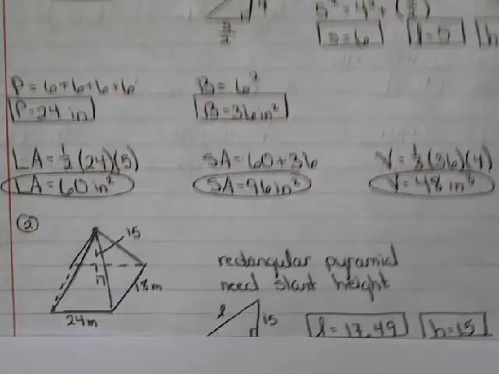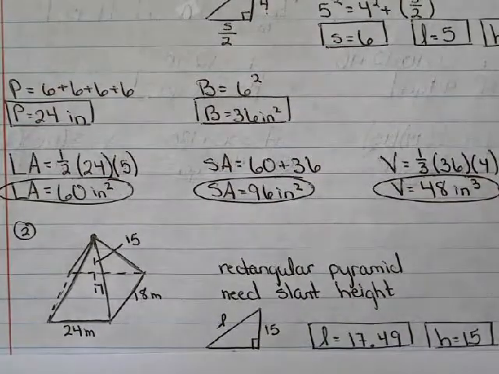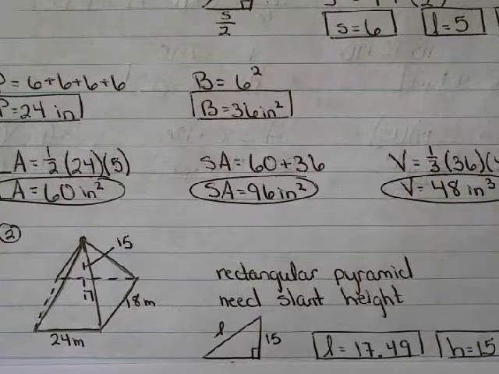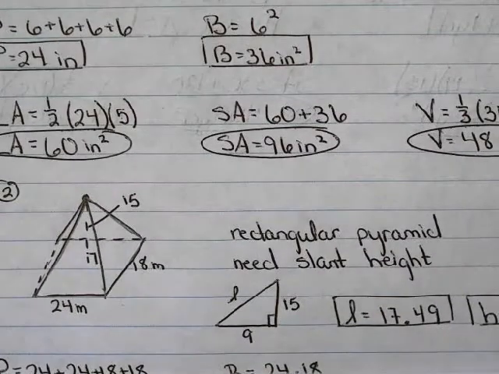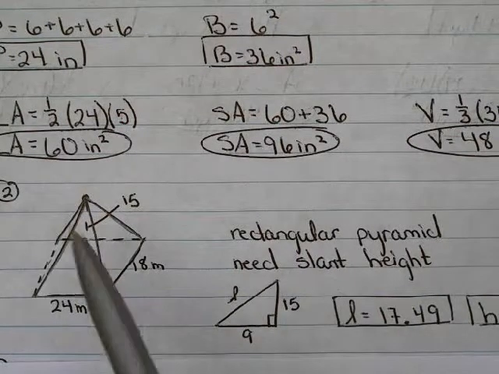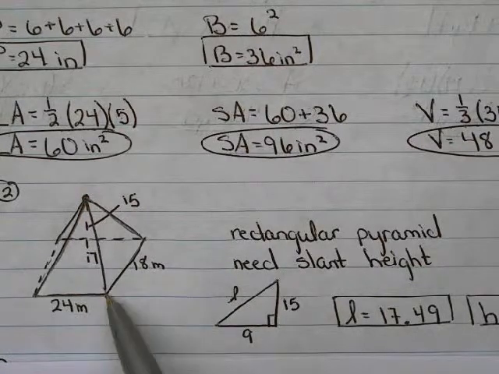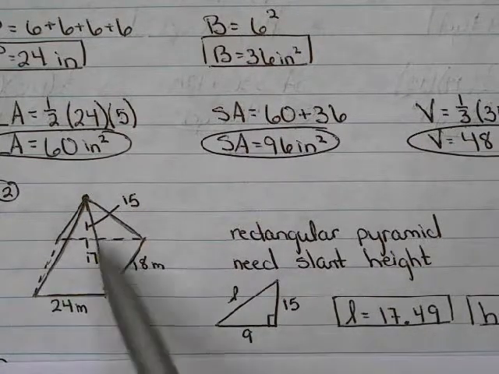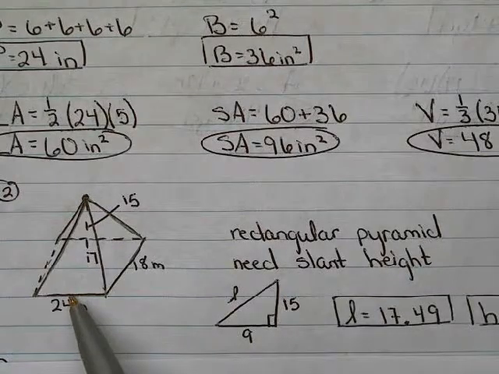Let's do another one. Number 2 here, this is a rectangular pyramid. Let's zoom in a little bit. This rectangular pyramid, if you look at it, we need the slant height, as I noted here. And how I know that is because, again, from the peak to the middle of the base, that's my height. And I know what the length of my base is, but I'm missing the slant height, which is the peak to the edge of the base.